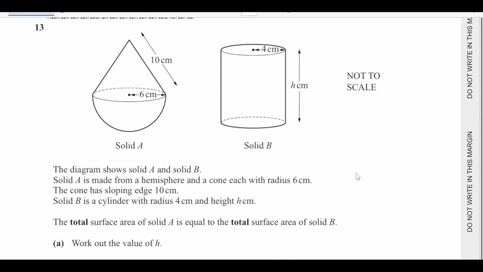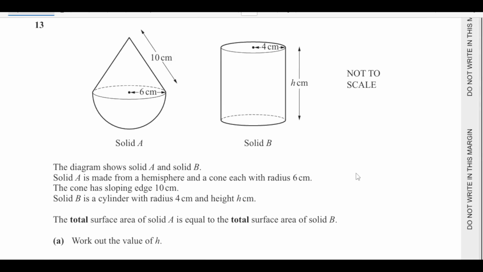So number 13, we have two diagrams here. The diagram shows solid A and solid B. This is solid A, this is solid B. Make sure that you read each and every piece of information, right. So you can put a tick and underline whatever you feel comfortable with. Solid A is made from a hemisphere and a cone, each with radius 6 centimeters. So radius is given. The cone has sloping edge 10, that is the slant height. Solid B is a cylinder with radius 4 centimeters and height h. So radius and height we have here.